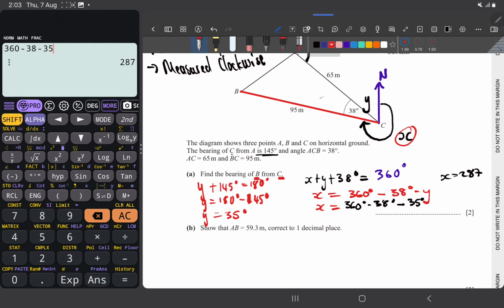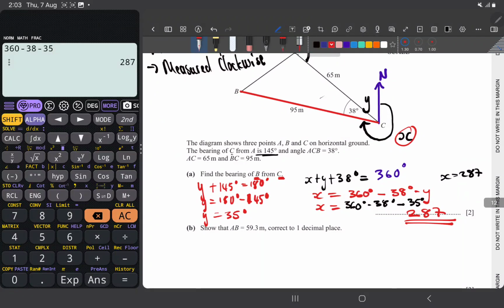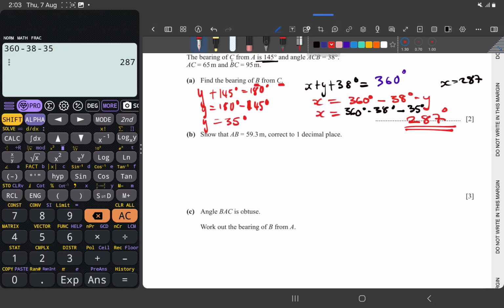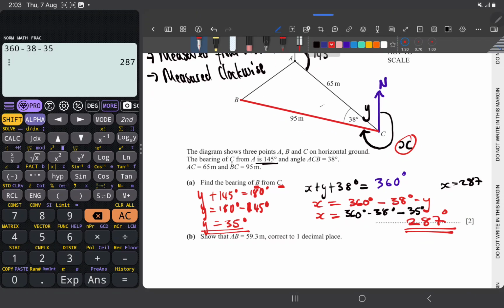So here, what do we have? 287. There we go. This is going to be the bearing. 287 degrees, which is realistic because X is a very huge curve. And you'll be done with part A. This is how you get the bearing. We calculated just by using the co-interior angles that they add up to 180. We got an answer of Y equal to 35. Then we saw that they add up to give you the answer here. So anyway, this is what happens.